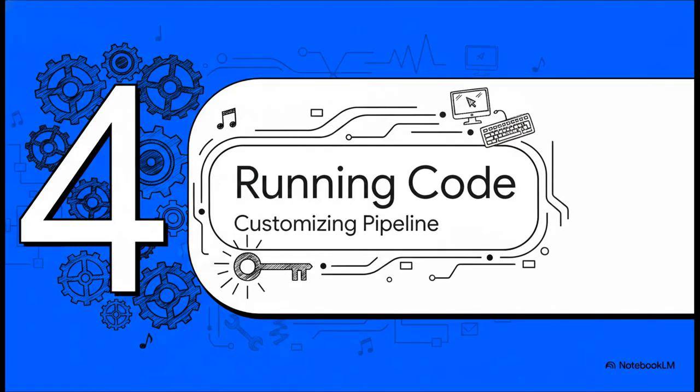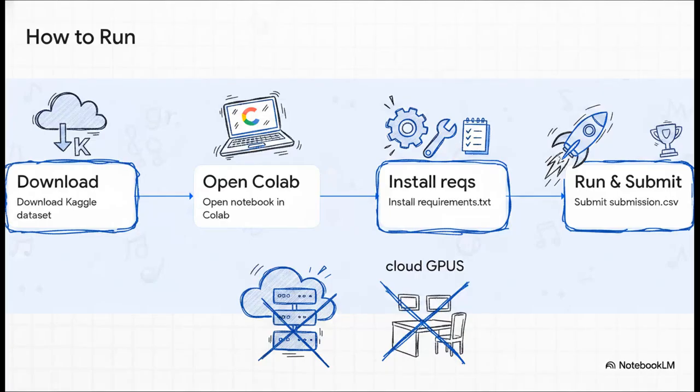Section 4. Running and customizing code. All right, let's shift our focus to pure practicality and get the keys right into your hands. The original author here, Joshko Hinkar, has made this repository incredibly accessible. First, you'll just grab the dataset straight from the Kaggle competition page. Next, you open the provided Jupyter notebook right in Google Colab.